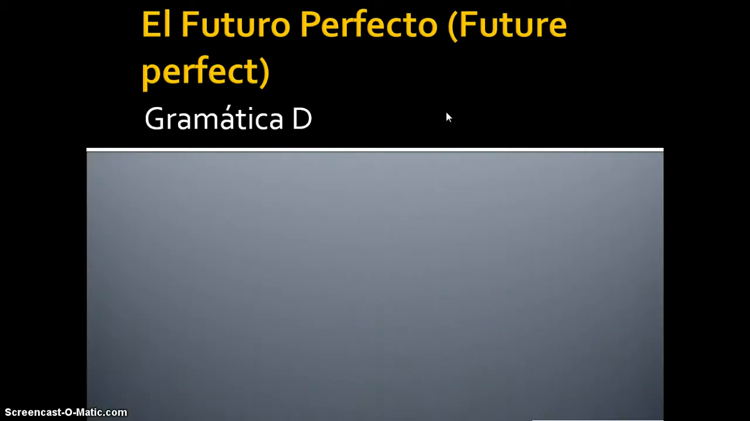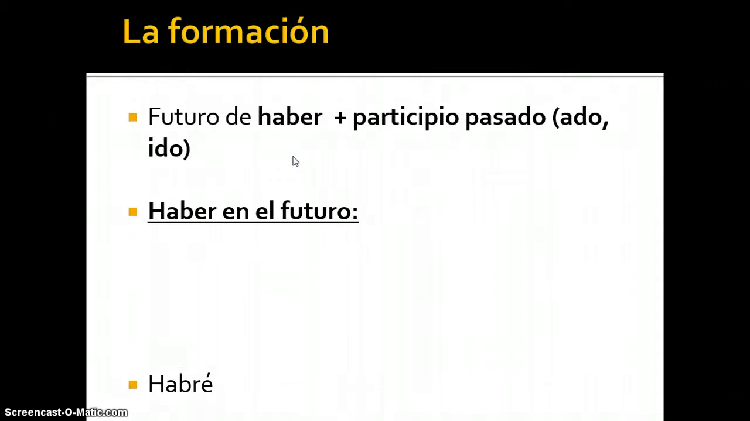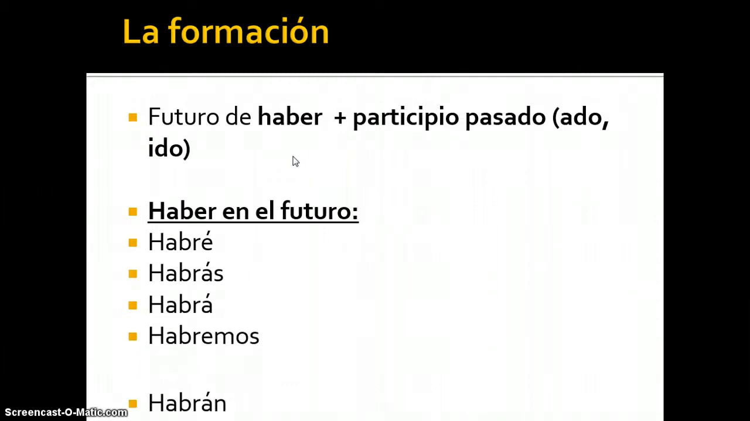The second part of the lesson dealt with the future perfect. Again, since it's a perfect tense, we're going to be using a form of haber with the participio pasado, which is still ado or ido. The thing that will change is the form of haber, because we changed the tense. So we want to use the future of haber to say who will have done an action. Remember, haber is irregular, the stem is ab, and then we add our appropriate endings.